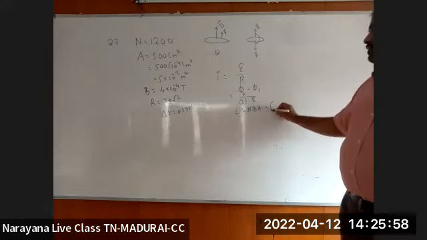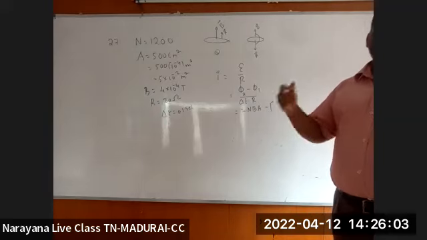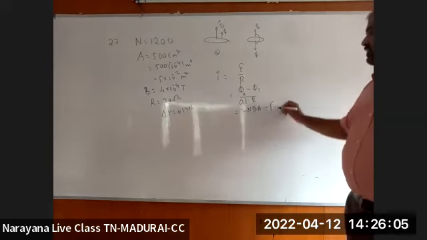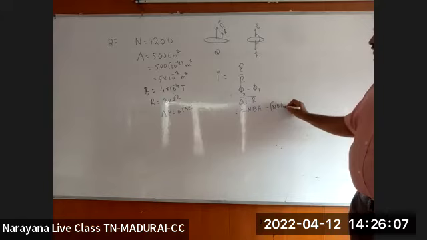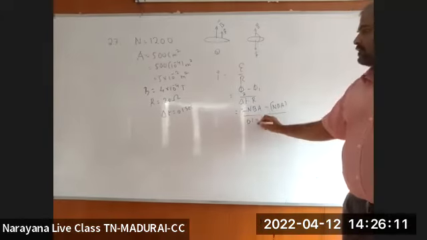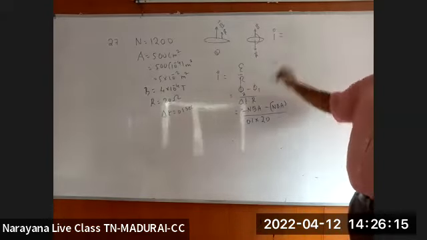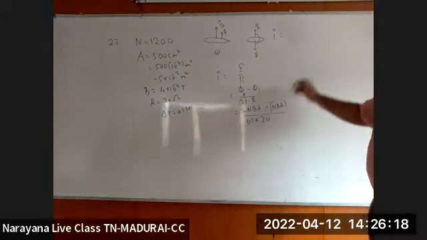And minus, what is the initial flux? N into B into A into cosine of 0. So that is N into B into A divided by the time taken, which is 0.1 second into 20. So what is the total current induced here? This one into this one, how much?